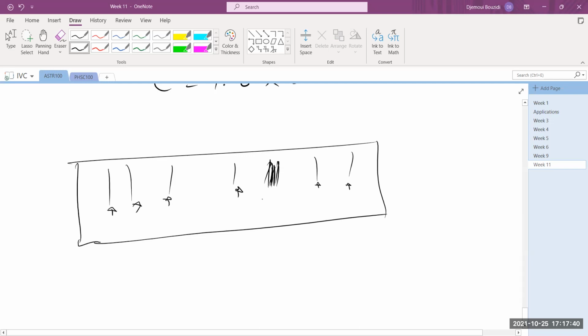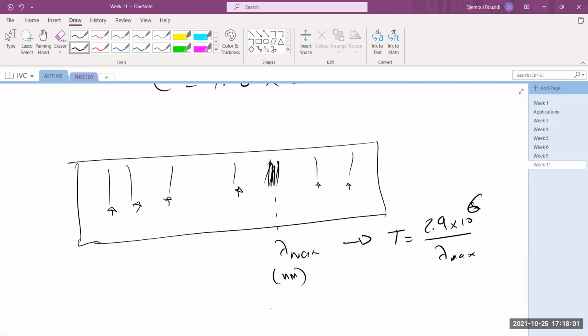This is dimmer than the first 3, and so on and so forth. So this is my lambda max. From here, I can use the first law to find its temperature, 2.910 to the power 6 divided by this lambda max, provided this lambda max is in nanometers. If it's not, I convert it to nanometers, no big deal. So I know the temperature.